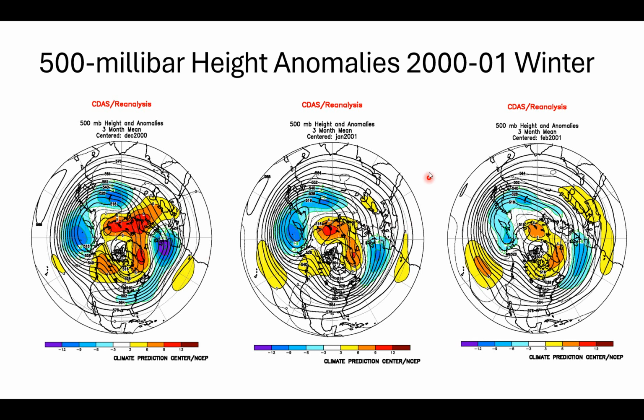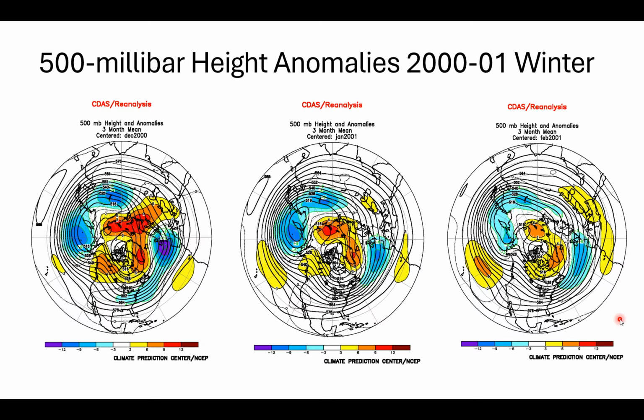Over here in the middle, we see the 500 millibar height anomalies for January 2001, showing very strong upper level ridging into parts of Western Canada and troughing generally extending into the Midwest or the East Coast, and above normal heights across southern Greenland, working their way over into the Arctic area there once again.